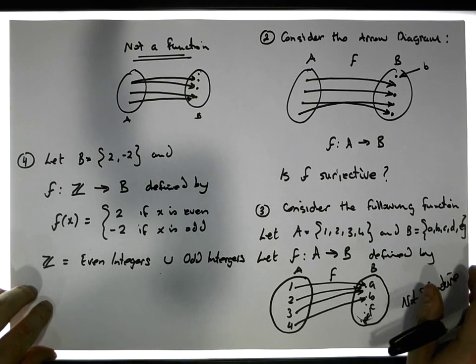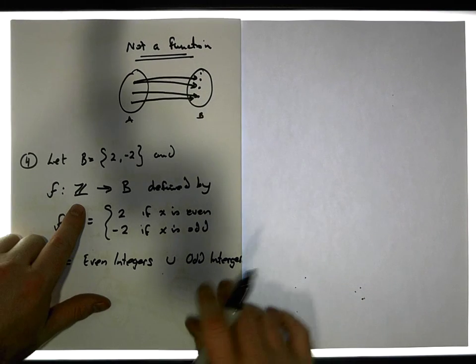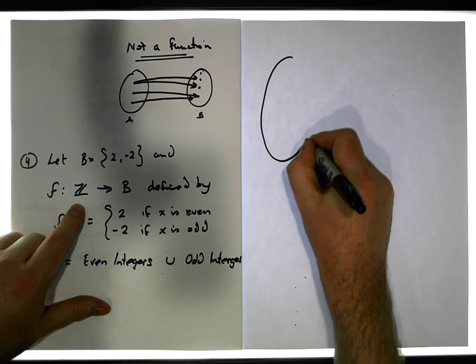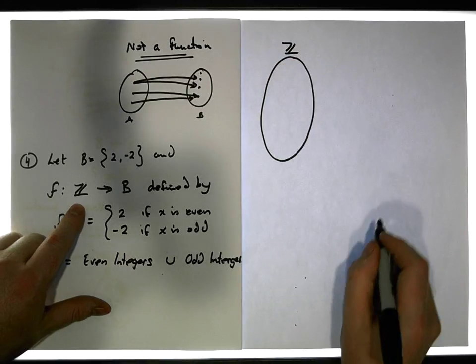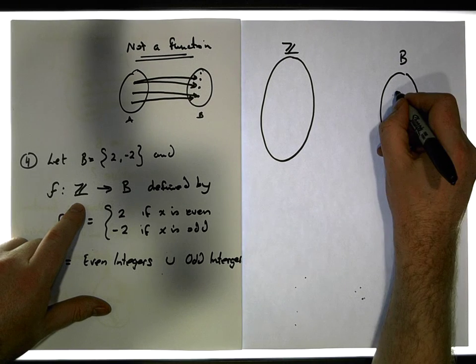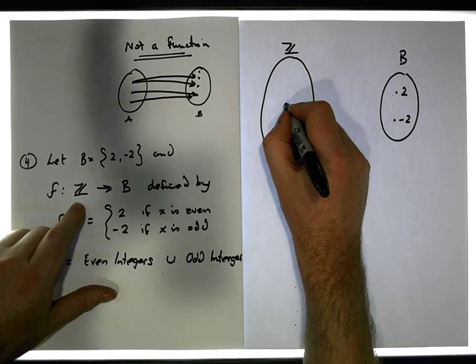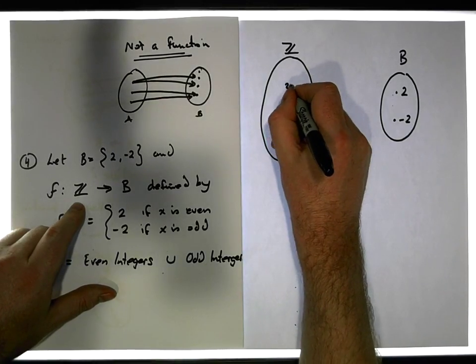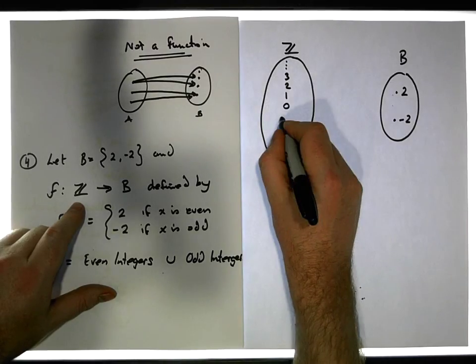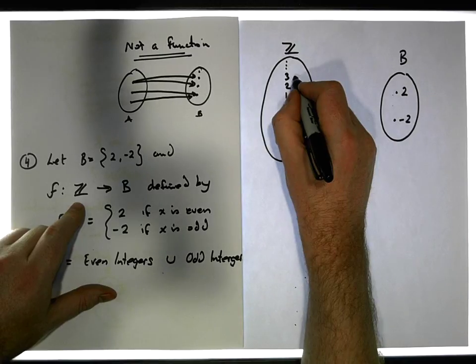So let's look at this from an arrow diagram perspective, just looking at this particular example. I'll make it a little bit bigger so that we can see what's going on under the hood. Let's consider the set Z. So here's the set Z, and the set B is here. B contains the values 2 and minus 2. The set Z contains the values, let's say, 0, 1, 2, 3, and so on, minus 1, minus 2, minus 3, minus 4, and so on.